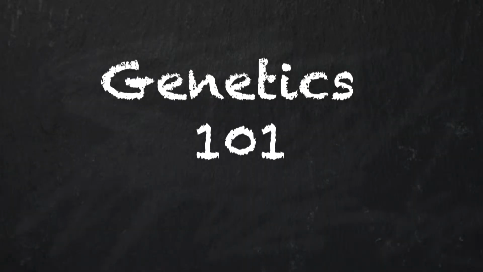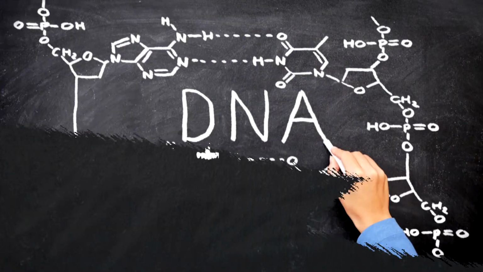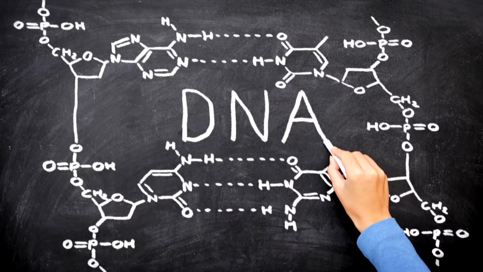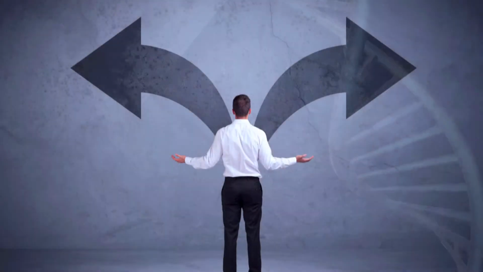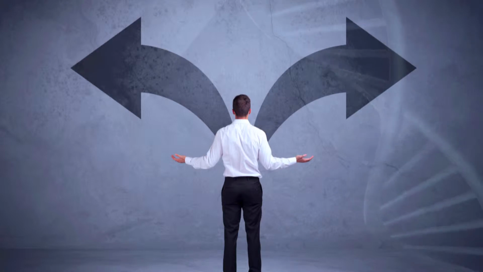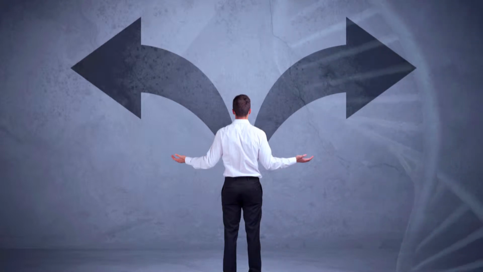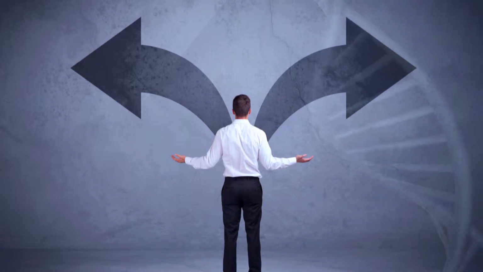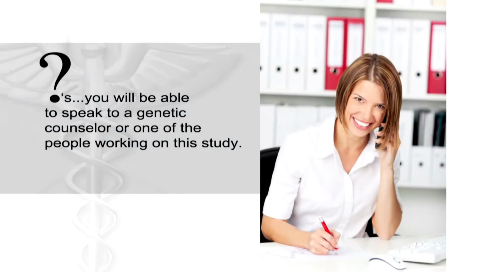This video will give you a quick introduction to genetics, including the genes that cause early onset dementia. It will also go over some of the reasons why some people decide to get their genetic results and why some decide not to. If you have questions at the end of this video, you will be able to speak to a genetic counselor or one of the people working on this study.